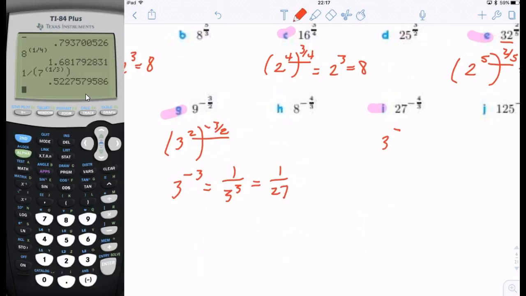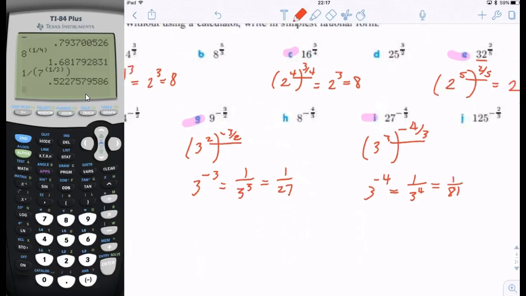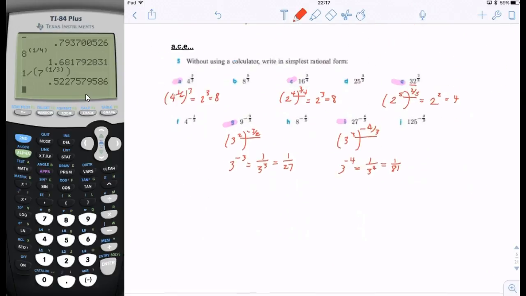Last one. 27 is 3 cubed, and so I could take that to the power of negative 4/3, and I could multiply those two together because it's an exponent to an exponent, so I get 3 to the negative 4, which is equal to 1 over 3 to the 4th, which is equal to 1 over 81. And I think that's it. Not too bad, right?